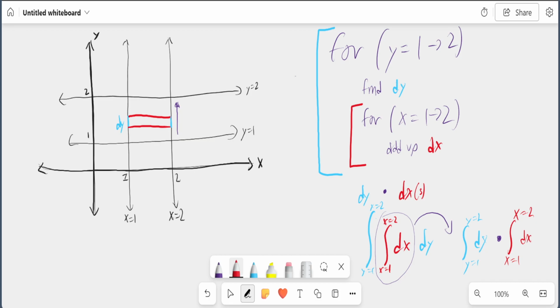Because think about it. We add dy's from 1 to 2. That's 1. And then we add dx's from 1 to 2. So that's 1. And in this case, we just multiply those together and we get the area of our square. And so it actually works in this case.